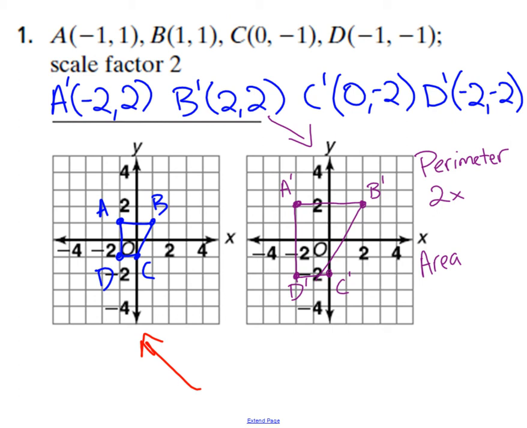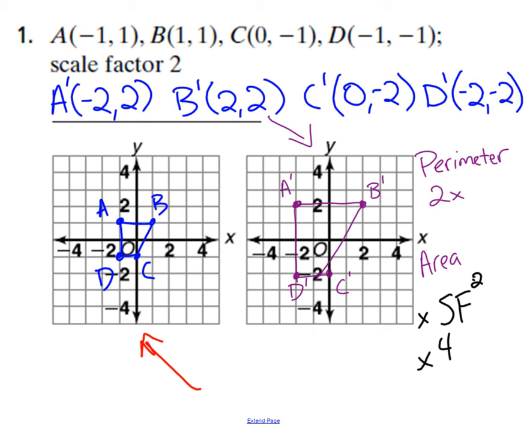So how about this one here? We said the perimeter was times 2 because the scale factor is 2. But here it would be times the scale factor what? Times itself. So it'd be times 2 squared, which is? 4. So how is the area of this related to the area of that? This would be times 4.